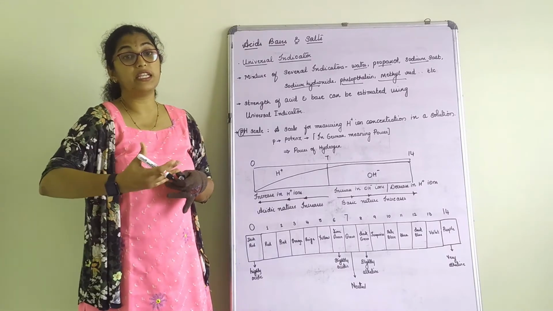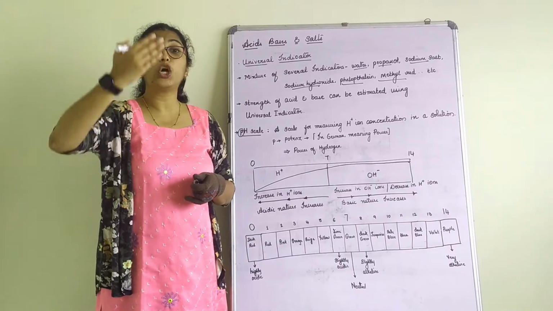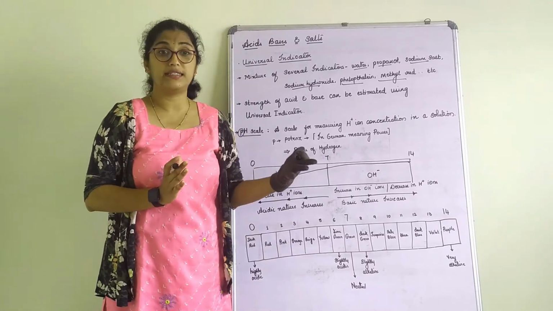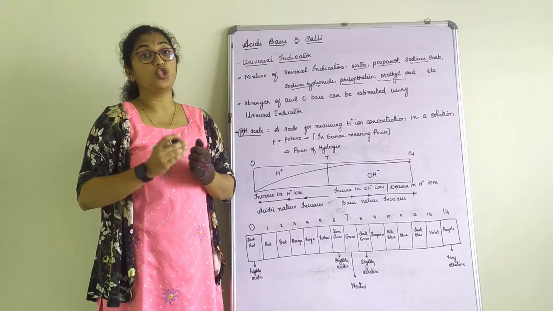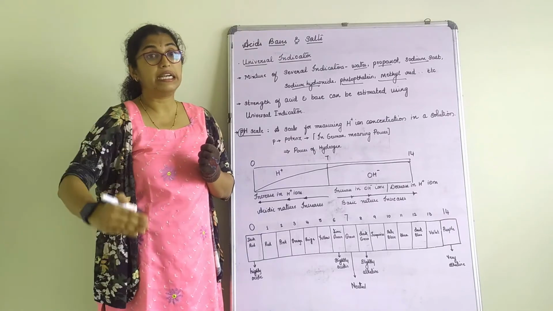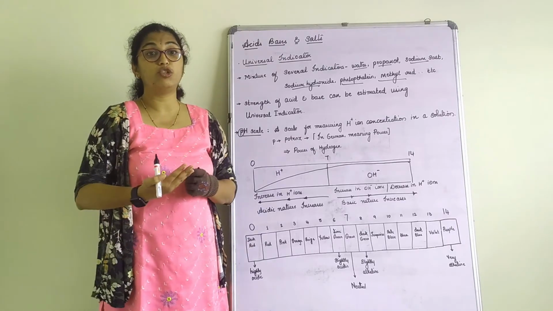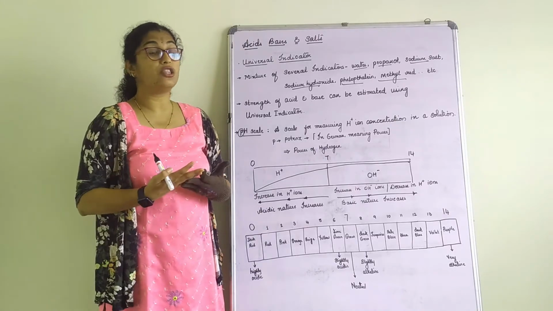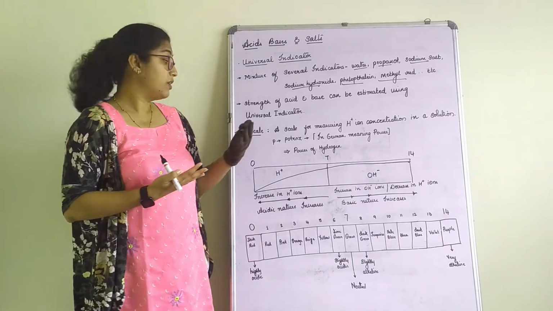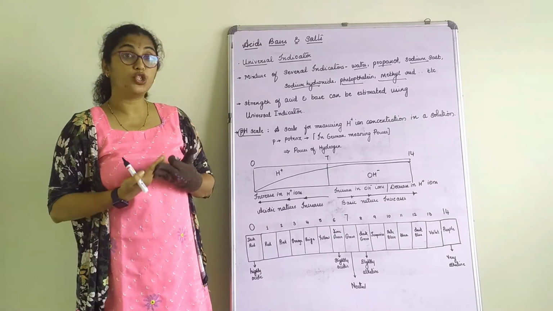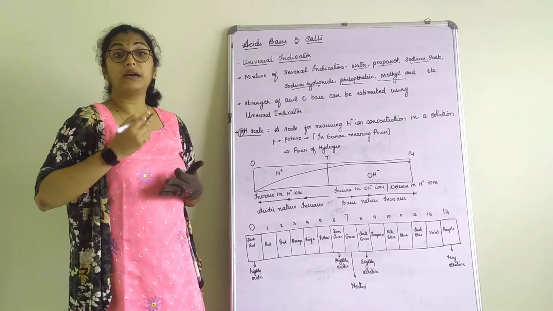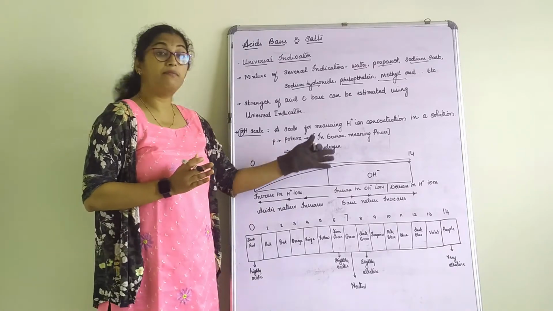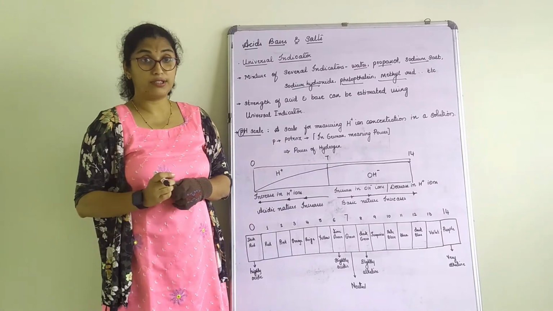Suppose in the given solution the H plus ion increases, that means the given solution is more acidic. If in the given solution the H plus ion decreases, that means the solution is basic. That is how we understand the strength of an acid and base, which is given by a pH scale, which is nothing but the power or strength of hydrogen. That is, we are measuring the hydrogen ions.